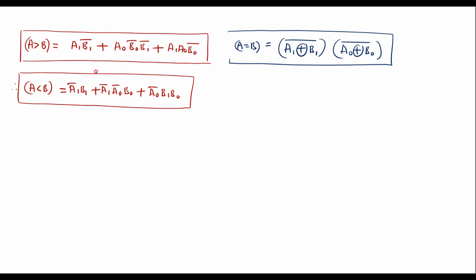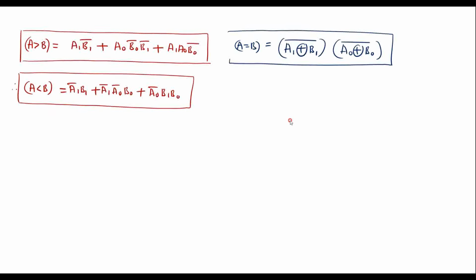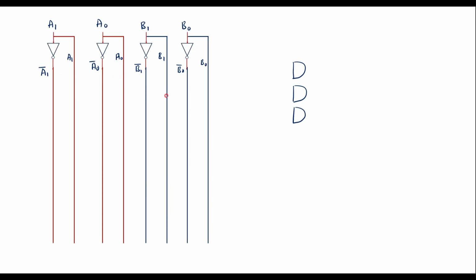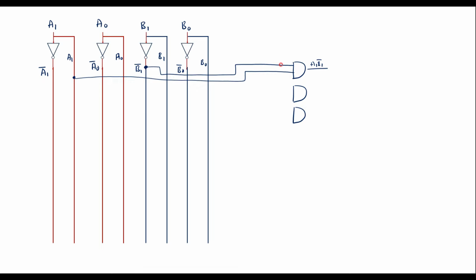Here we have three product terms, so we need three AND gates. Let me draw three AND gates. For the first AND gate, the inputs are A1 and B1 bar. Let me connect B1 bar from here and A1 from A1. So the output is A1 B1 bar. Then we have A0, B0 bar, B1 bar.